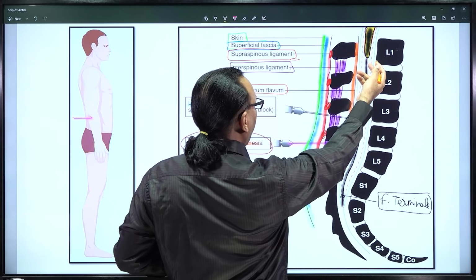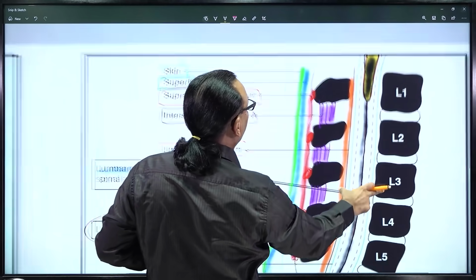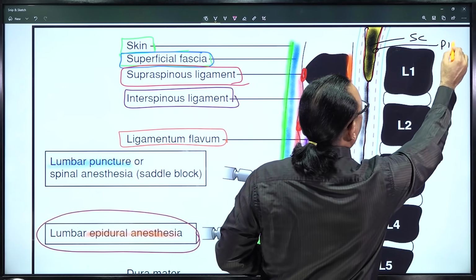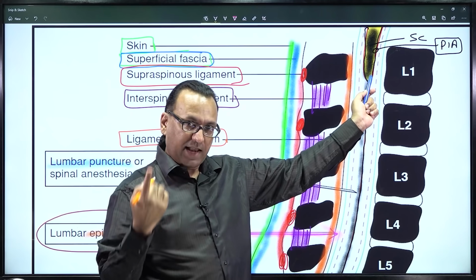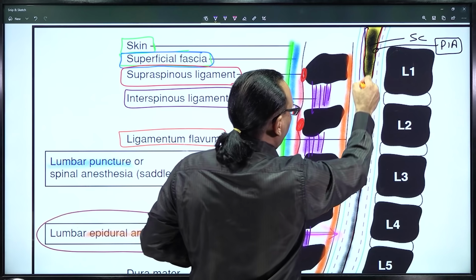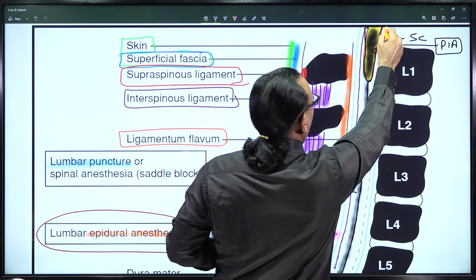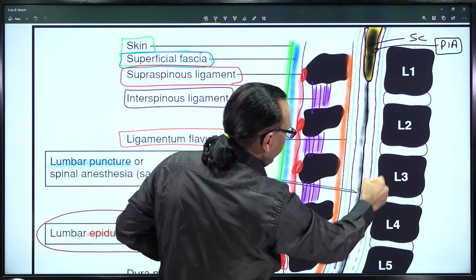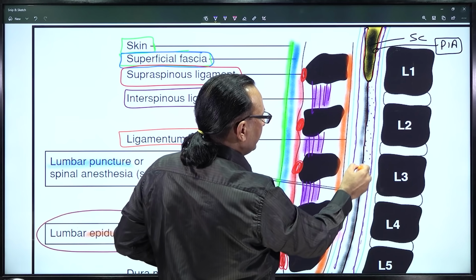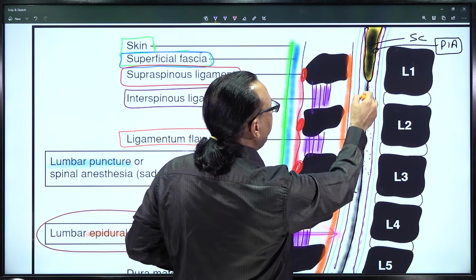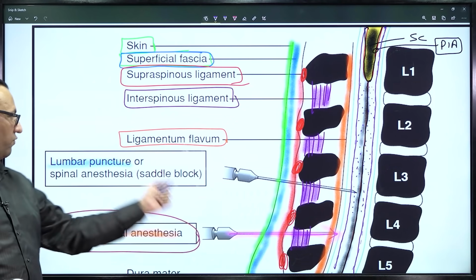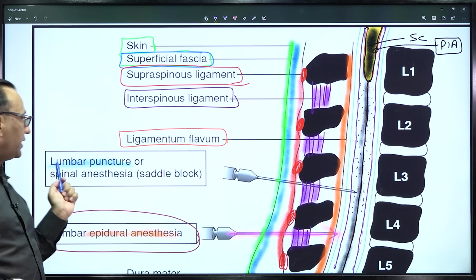Let us zoom into this area a little bit and then discuss it further. As you notice, this is the spinal cord, which is adherently covered by the pia mater. Beyond the pia mater, we have the arachnoid mater. So let us mark the arachnoid mater here. Now, what is under the arachnoid mater? Under the arachnoid mater, we have the subarachnoid space filled with the CSF. So that is the place we want to reach to aspirate the CSF. And that is where the needle is coming for the lumbar puncture or spinal anesthesia.